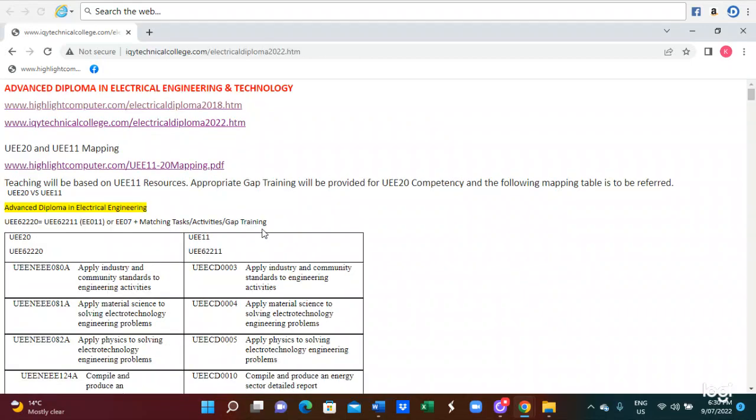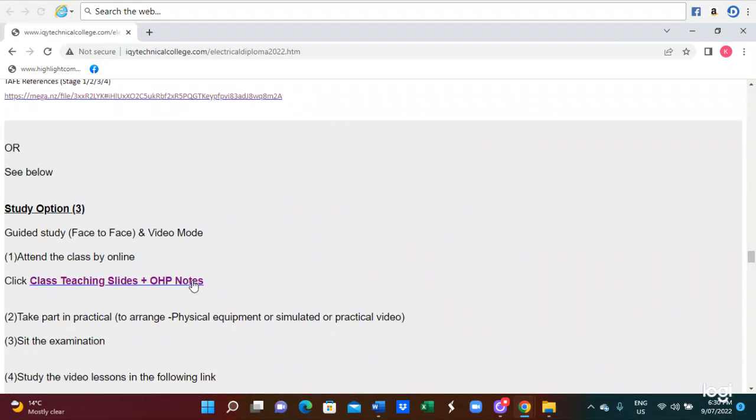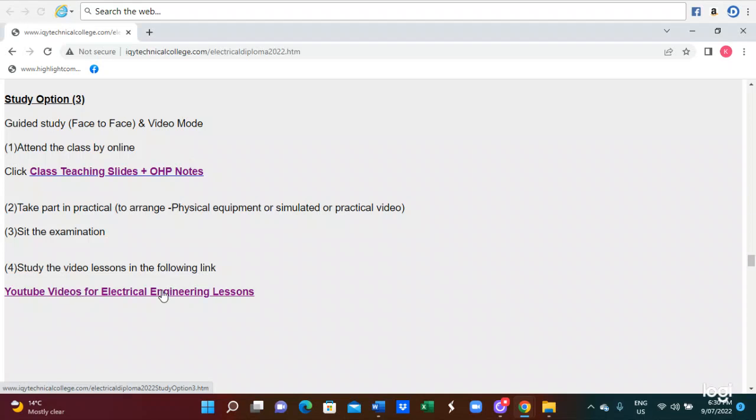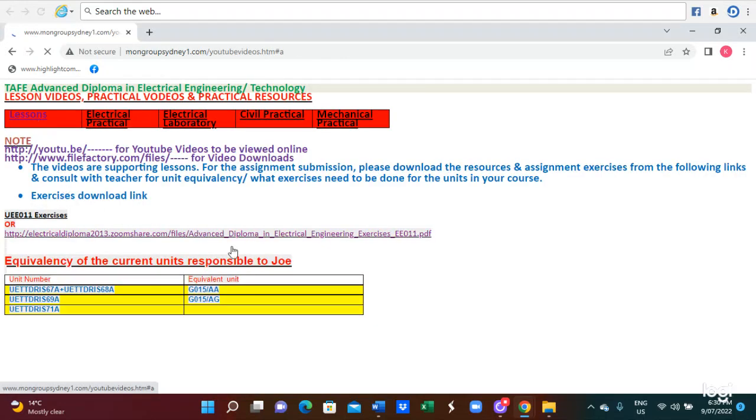Click this, and after that you can see there's a video lesson. Go down here, study option 3, the YouTube video for the electrical engineering lesson. Click this one, and then you also click the lesson. And then what you have to do is the AC machine.